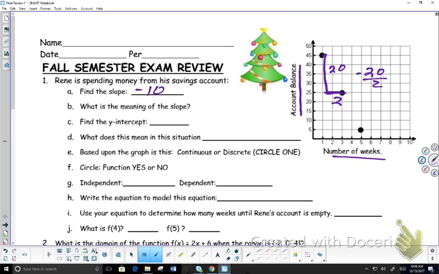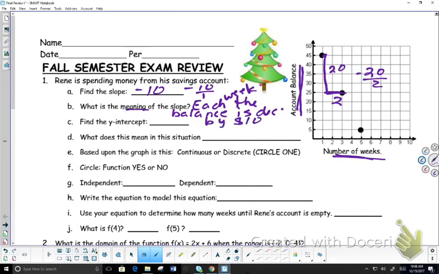The next thing it's talking about is what is the meaning of the slope? Well, you'll notice the account balance is changing each week. So when I have negative 10, that's the same thing as having negative 10 over 1. So in other words, each week, the balance, each week, sorry, I said it, I didn't write it. The balance is decreasing by $10.